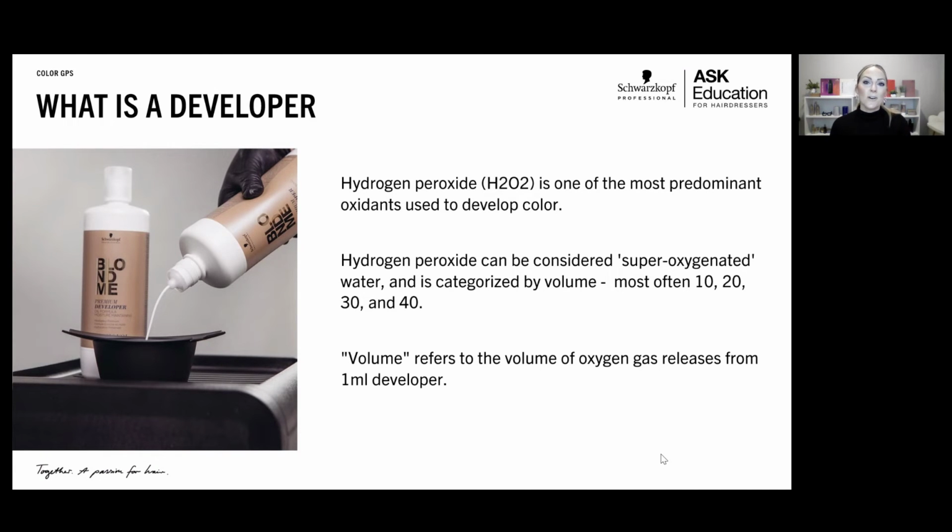And how it's categorized by volume, so often 10, 20, 30, and 40 volume. This refers to the volume of oxygen gas that's released from 1 milliliter of developer. Another way that we describe the strength of a developer, which you can see on most of our bottles, is the percentage. So again, it would be the percentage of oxygen gas that would be released.